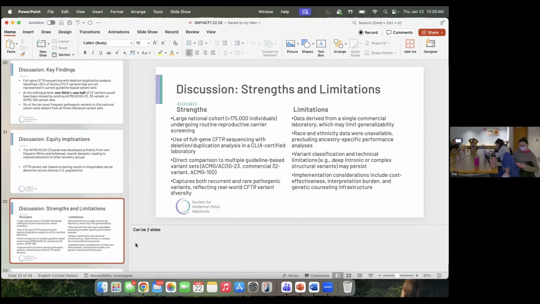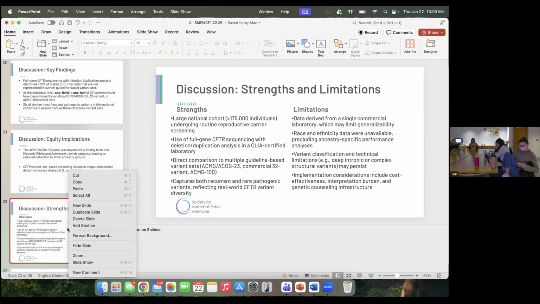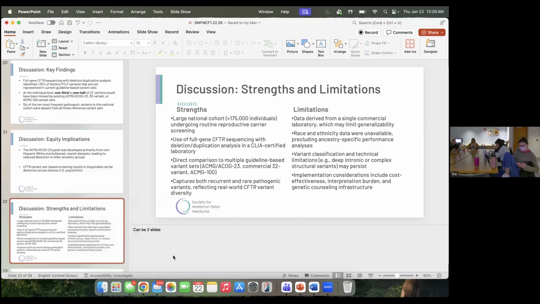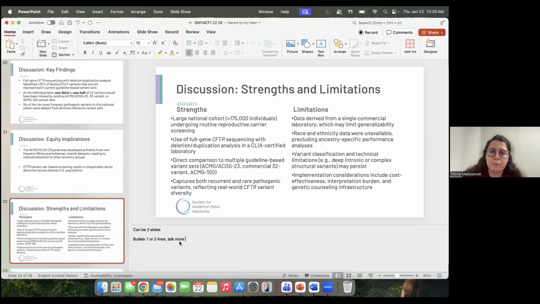Small letters are too small. Yeah, and you can say more than is bulleted. Again, I couldn't read through it enough to cut back, but think about limiting your bullet points to 1 to 2 lines, and you can talk more than what's written on the slide. But you don't want people so busy reading that they're not listening.